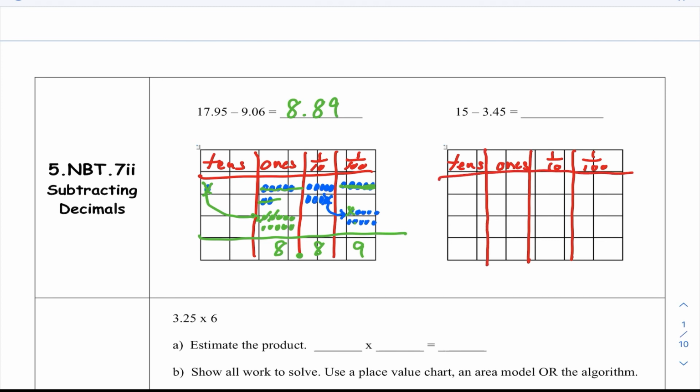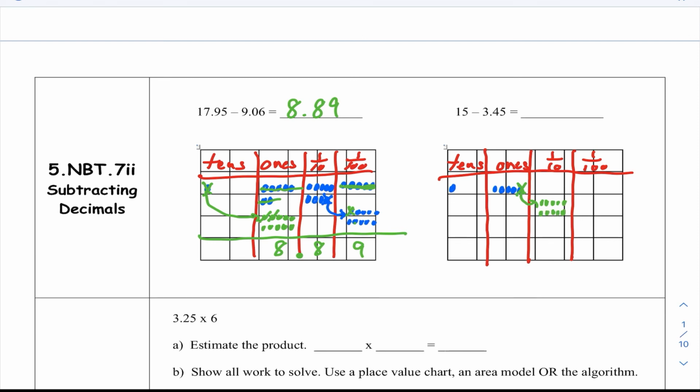Okay. And now I just need to build my first number, so 15. So I have 1 ten and 1, 2, 3, 4, 5 ones. Now, I need to subtract or cross off 3 ones, 4 tenths, and 5 hundredths. Well, right now, the problem is I don't have any tenths or hundredths, so I'm going to have to do some decomposing. So I'm going to go to my ones place, cross off a 1, bring that over, and that's going to give me 1, 2, 3, 4, 5, 6, 7, 8, 9, 10 tenths.